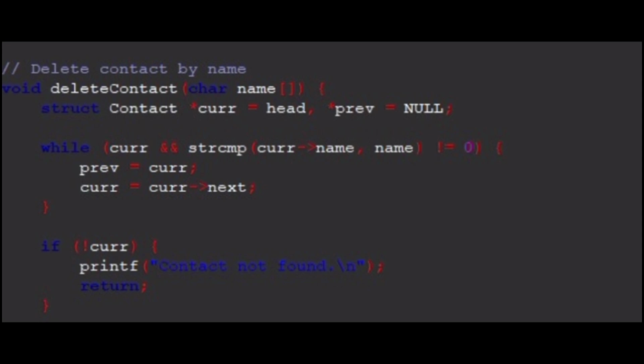While loop searches for the contact name to delete. If the name does not match, keep looping. Prev is equal to cur, and cur is pointing to the next node. If cur becomes null, it has reached the end and the name is not found. That is, print contact not found and return.